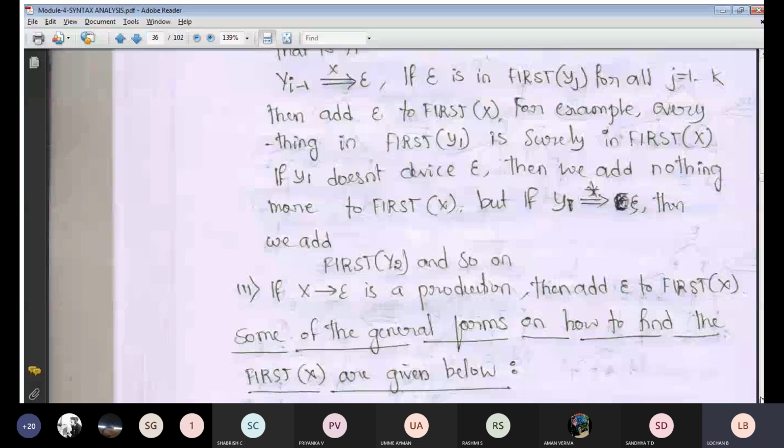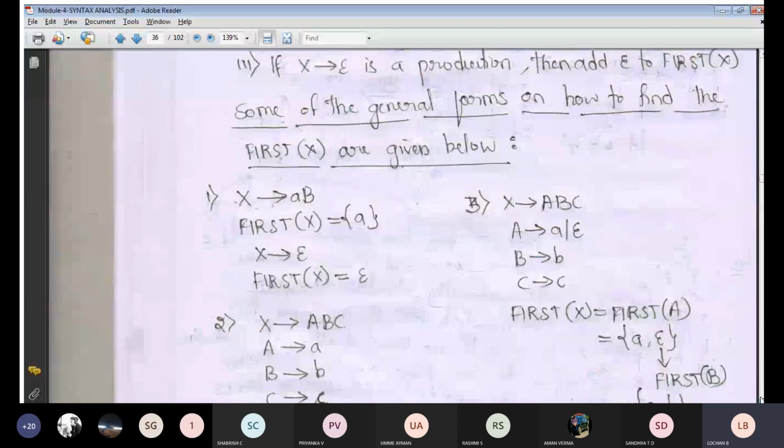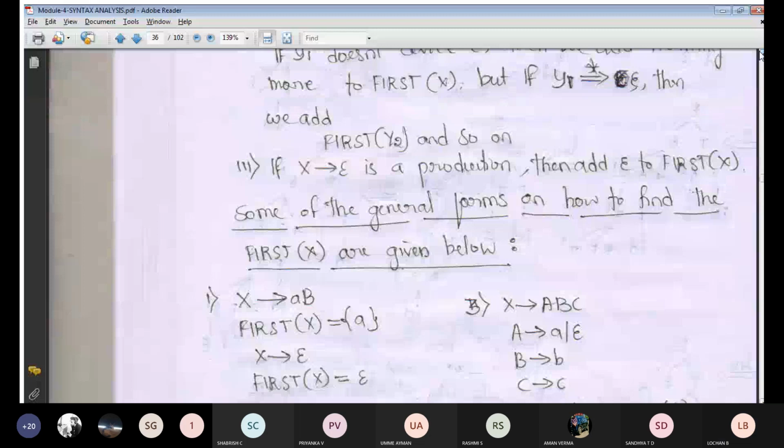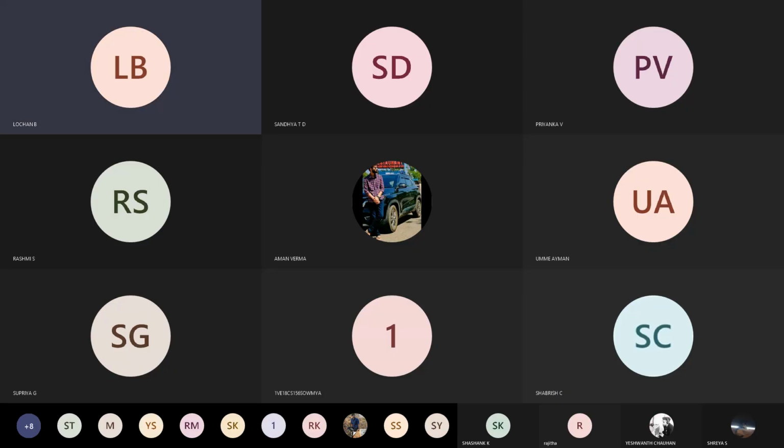Everyone write the heading as problem. Write the heading as first and follow set. Write the heading as first set. Under that, write the heading as problem. I'll explain so that you will understand better in this particular way.